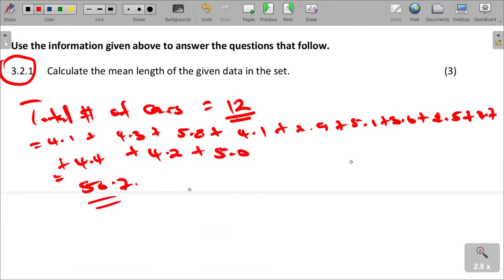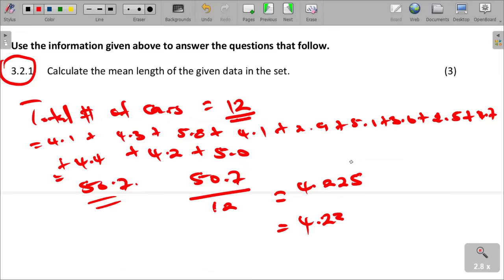So calculate the mean length of the given data set. This is equal to 50.7 divided by 12. This gives us 4.225, which we can round off to 4.23, or to 4 if you want a whole number. But we have decimal places there, so it can be 4.2.